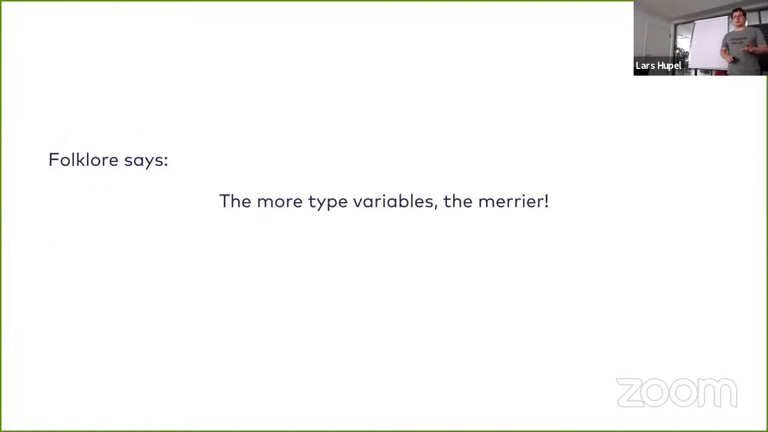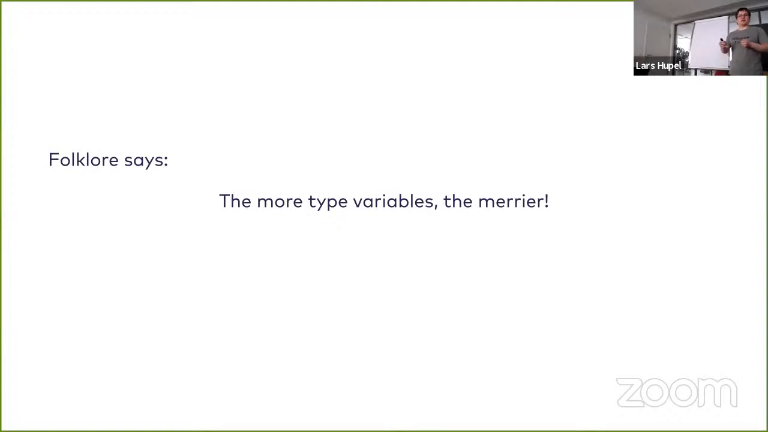And this is seen as a good thing, right? Because the folklore says the more type variables, the merrier, right? Make your functions as generic as possible. And we kind of have an intuitive understanding why this is true, why we would want that, because the more generic a function is, the more type parameters it has, the less power it has.